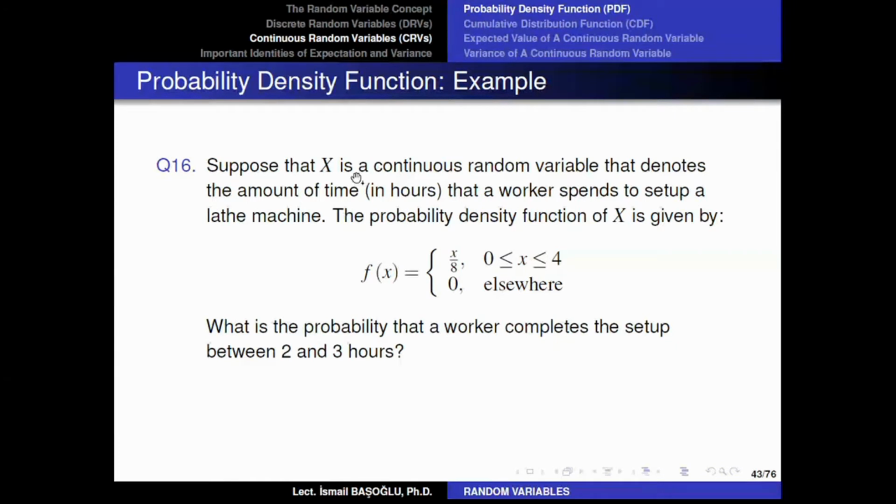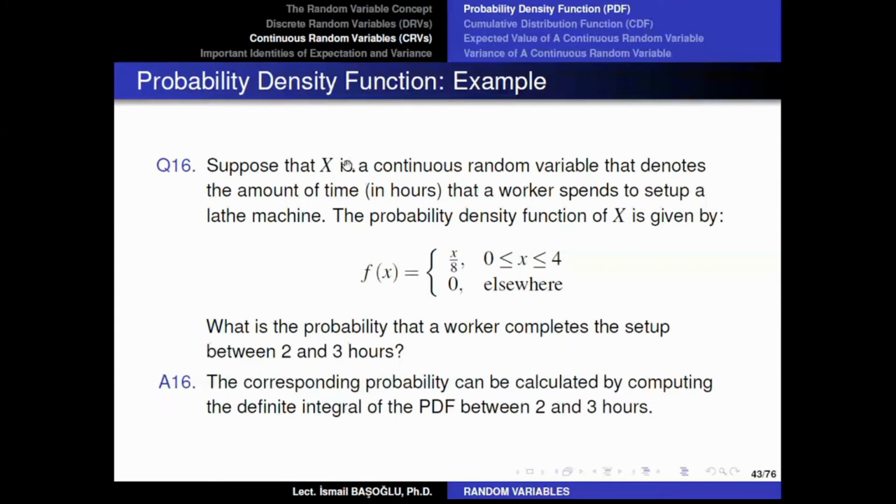Now, this setup time is a random variable, that is x, which can take values between 0 and 4. So the minimum amount of setup time is 0 hours. The maximum amount for the setup duration is 4 hours. And it follows such a probability density function, x over 8. Anywhere else, our function is 0. So this is a partially defined function. The function is x over 8 between 0 and 4. However, it is equal to 0 anywhere else. The question is this: what is the probability that a worker completes the setup between 2 and 3 hours?